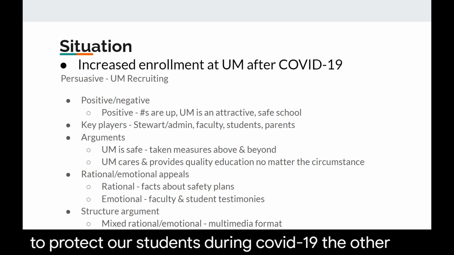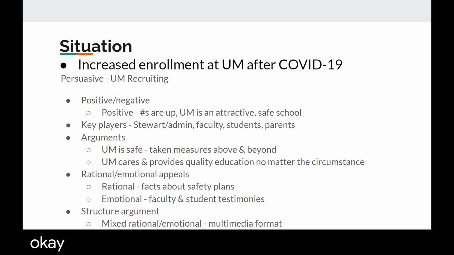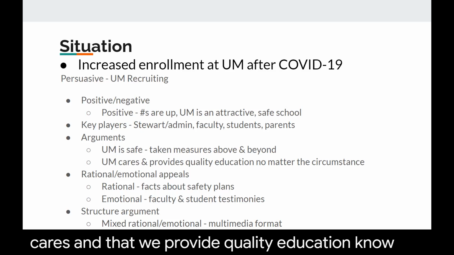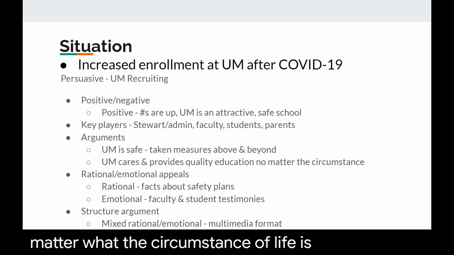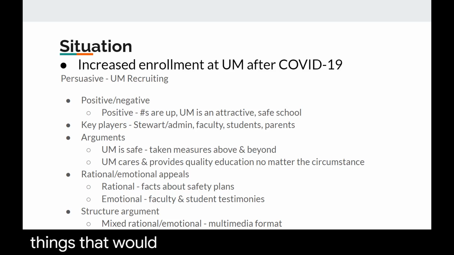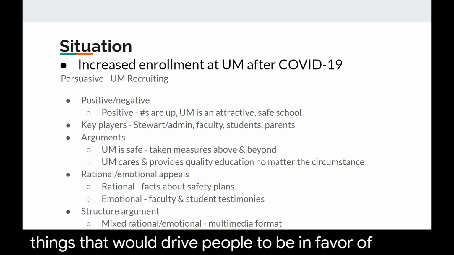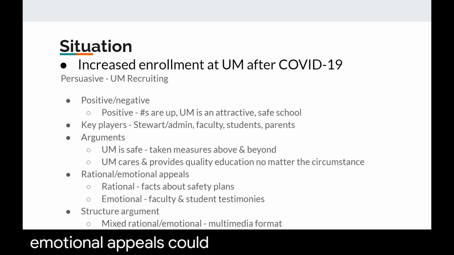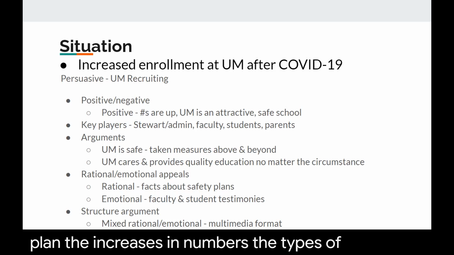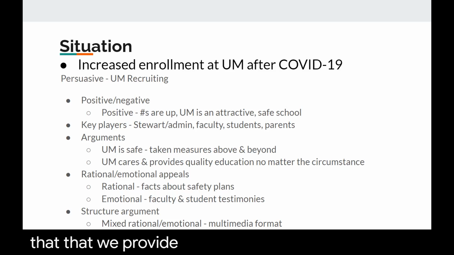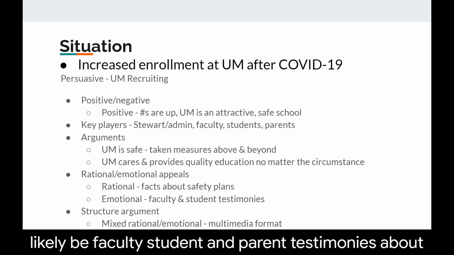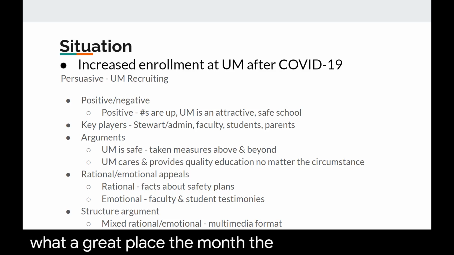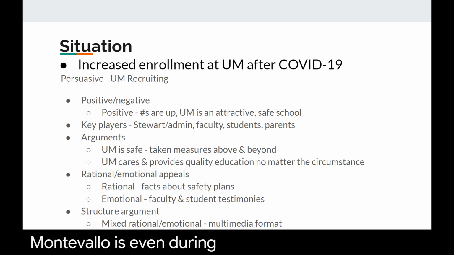The other argument would be that the University of Montevallo cares and that we provide quality education no matter what the circumstance of life is. These are all things that would drive people to be in favor of enrolling at Montevallo in the future. Rational and emotional appeals could be facts about the safety plan, the increases in numbers, the types of programs that we provide. The emotional appeal would likely be faculty, student, and parent testimonies about what a great place the University of Montevallo is, even during COVID-19.